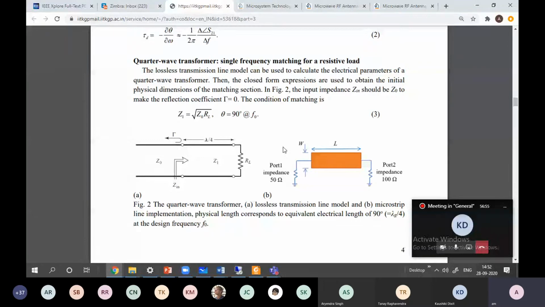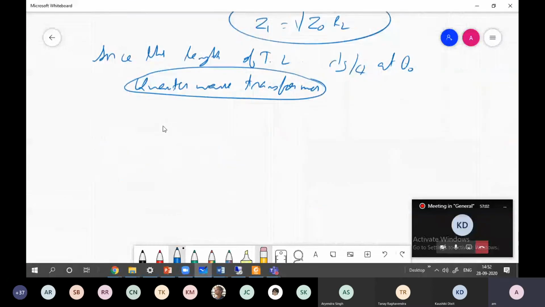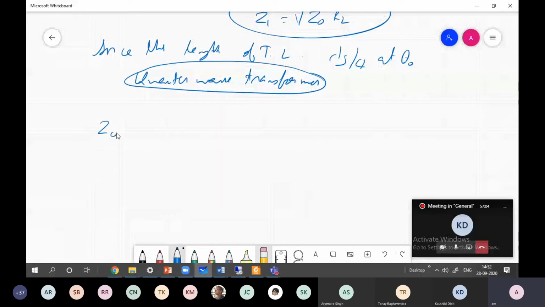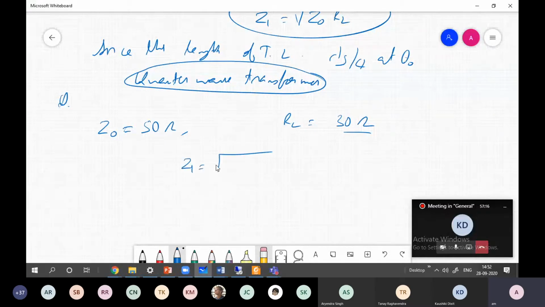Take a resistive load. Let us say the question has Z naught equals 50 ohm, and you take RL equals 30 ohm. Then you try to find the value of Z1. This will be the square root of 50 into 30, so it comes out to be something like 10 under root 15 ohms.